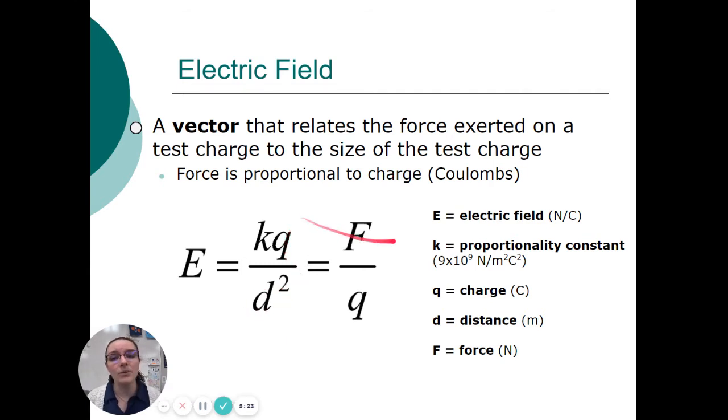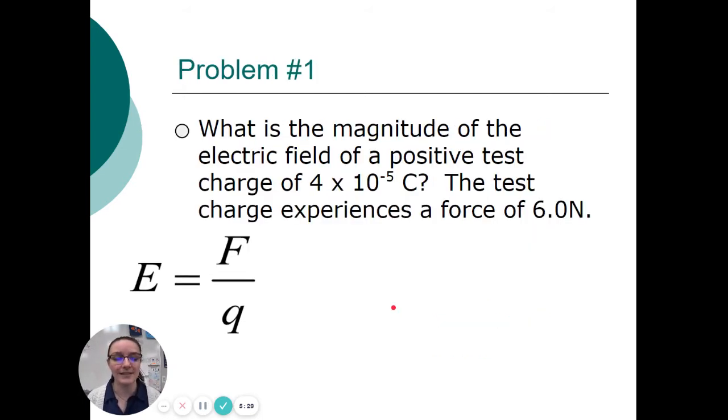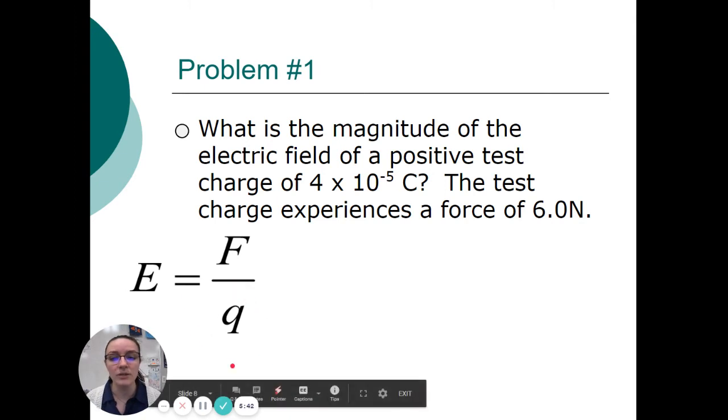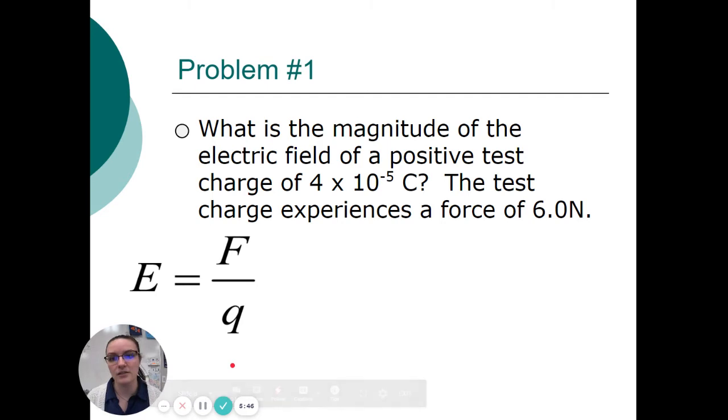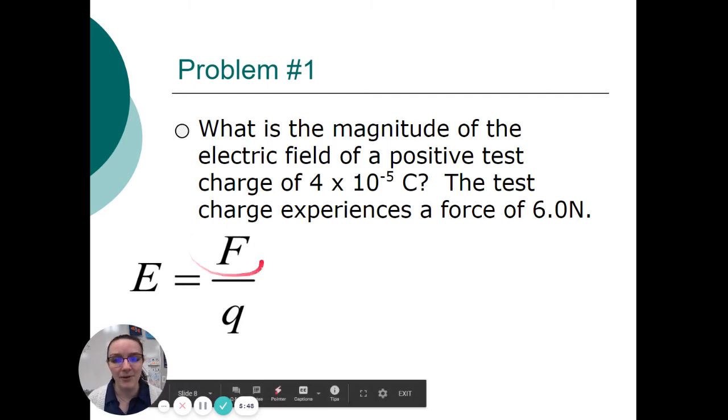Or that is also equal to the electric force divided by the charge, Q. So let's look at this example here. I want to know the magnitude of an electric field on a positive test charge of 4 times 10 to the negative fifth coulombs. That will be my Q. The charge experiences a force of 6 newtons, so that is my force, F.